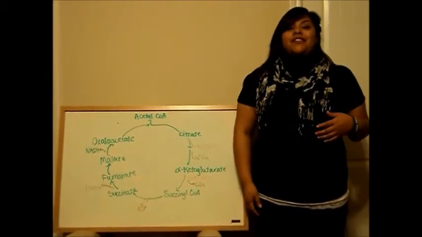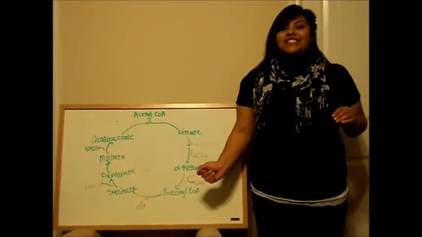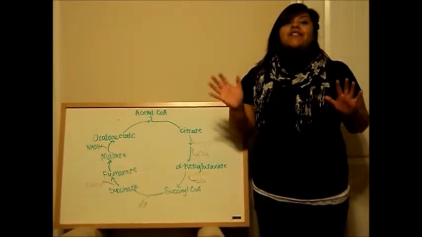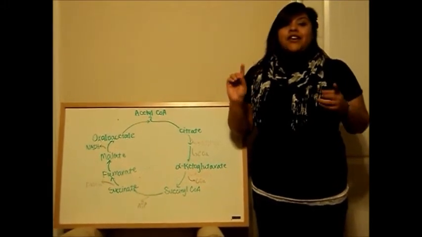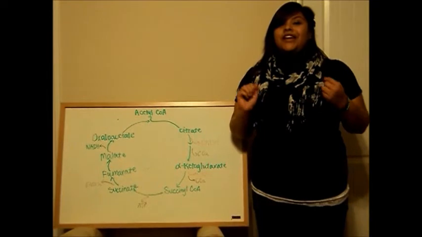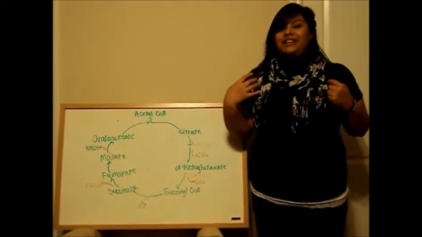What is the Krebs cycle? It's also known as the citric acid cycle. It is a sequence of chemical reactions that convert glucose, proteins, and fats into an energy source for living organisms.